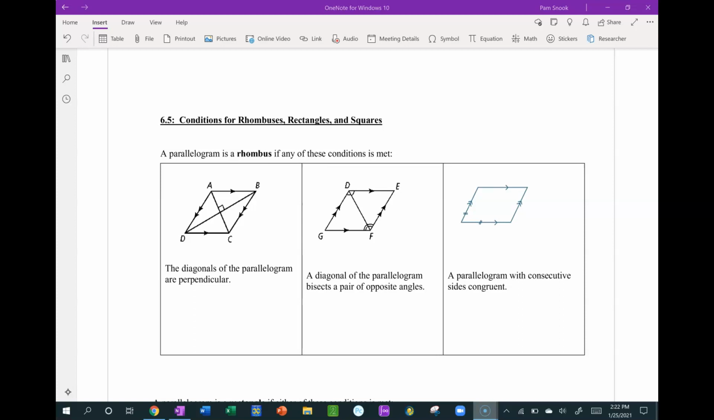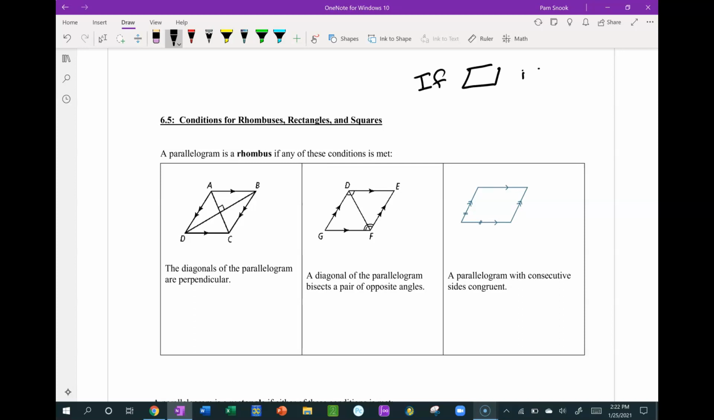And what we're going to do in today's lesson is determine if a parallelogram is a rhombus, a rectangle, or a square.